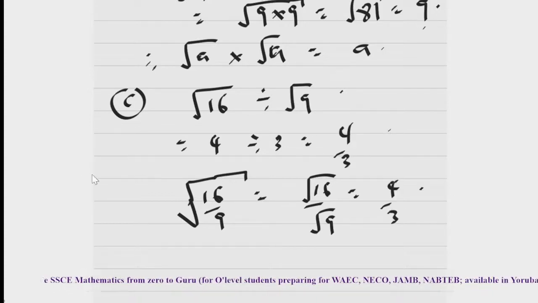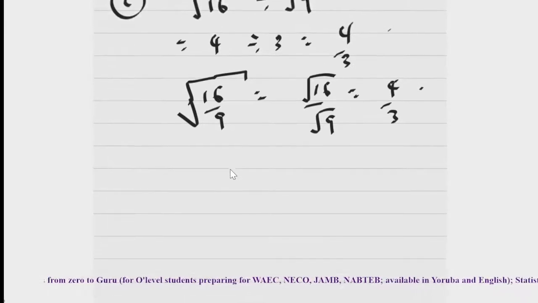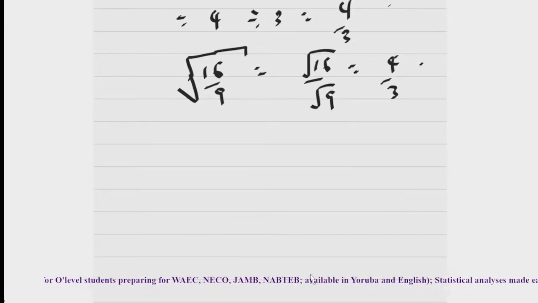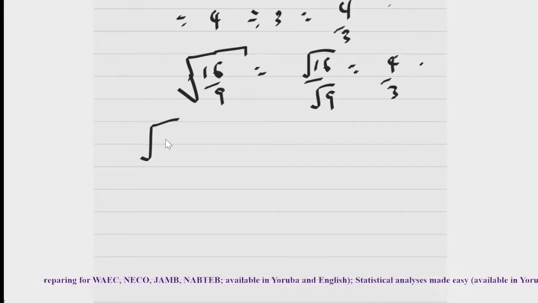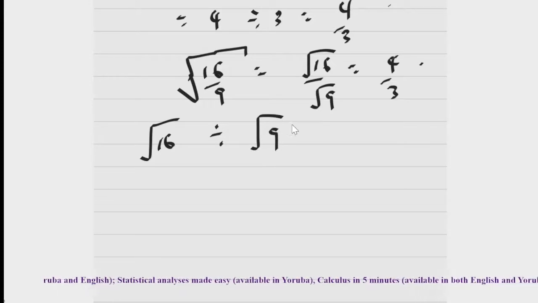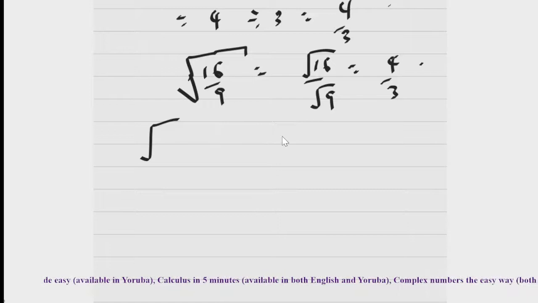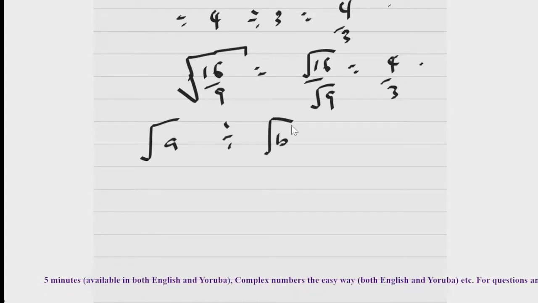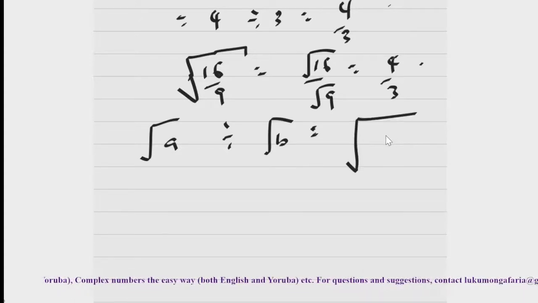So it means you don't need to stress yourself. When you have a number inside the radical and you have to divide the two numbers by themselves, in general, when you have square root of a divided by square root of b, it's the same thing as the square root of the quotient of those two numbers inside the radical.